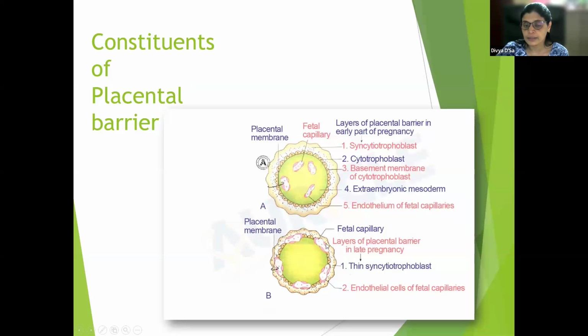Then in later pregnancy, what happens? The syncytial trophoblast becomes very thin. And here if you see, the endothelium lining of the fetal capillaries will be almost in contact with the syncytial trophoblast. So only the syncytial trophoblast and endothelial cells of the fetal capillaries form the placental barrier. Now, why it becomes thin is that the cytotrophoblast will disappear, and the basement membrane also disappears. So the lining becomes thin.